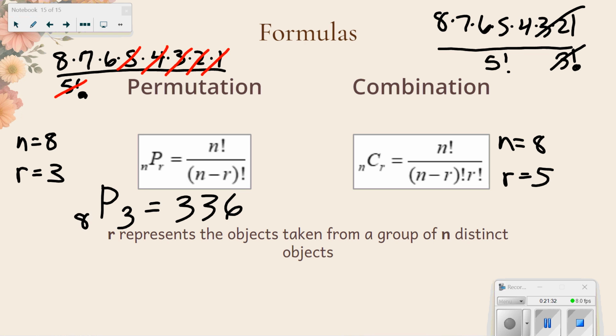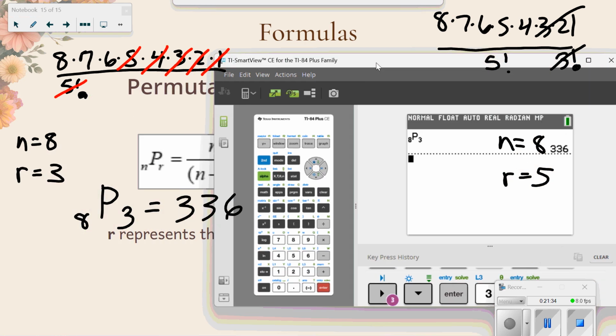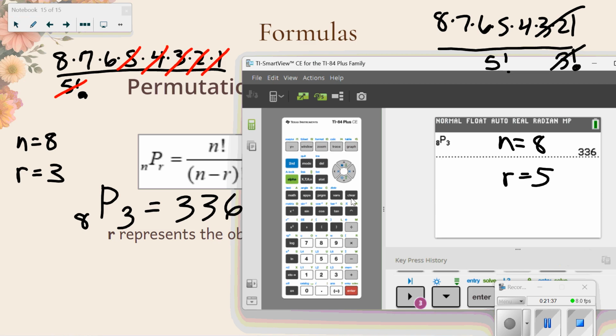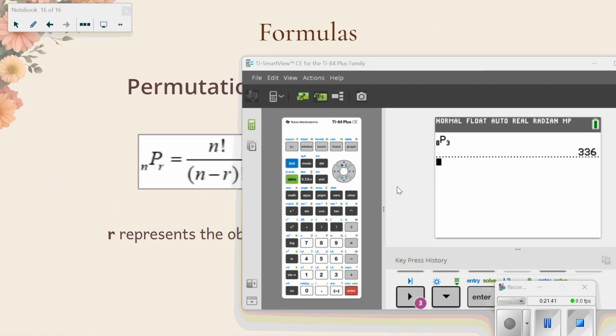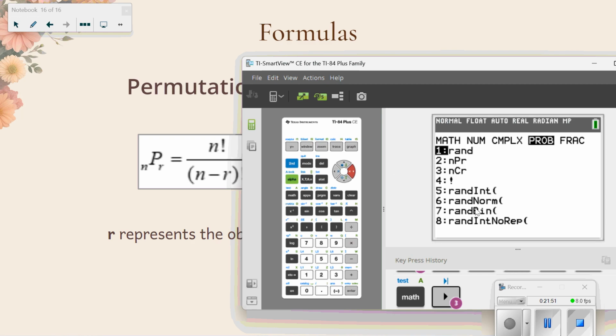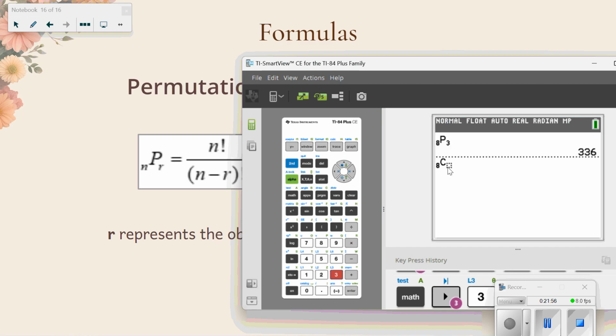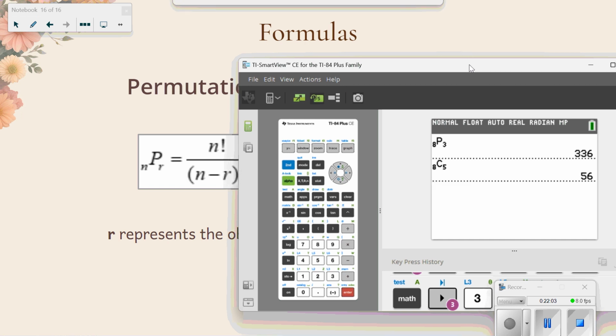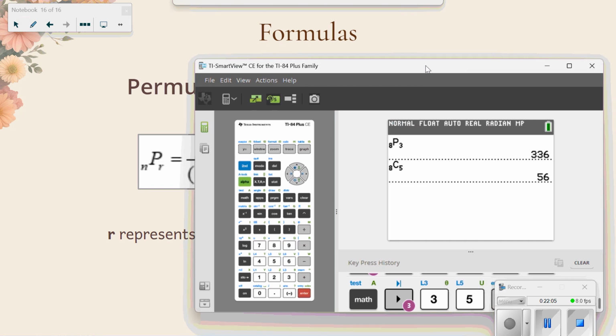So let's do this one together. What should I enter first to calculate this combination? What always goes first? N. What's our N here? 8. You're going to go back to math, right click over to probability. What is this option we're going for, a combination? 3. And our R here was 5, which gave us 56.